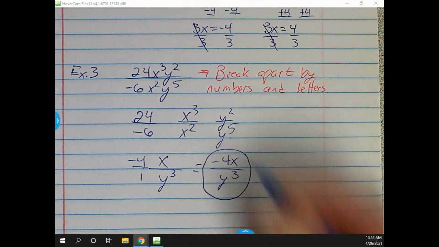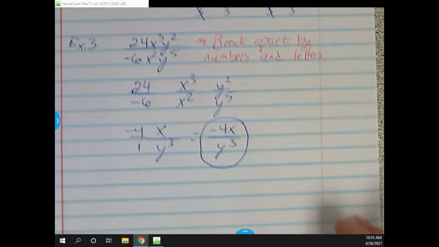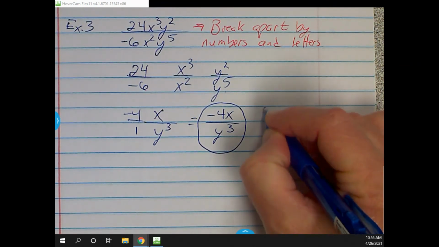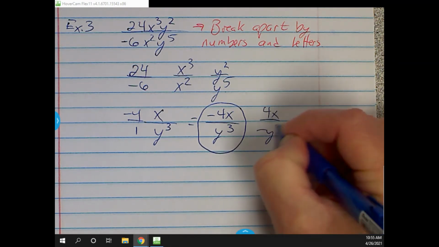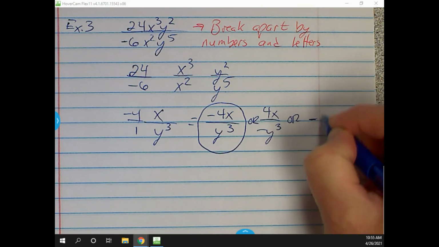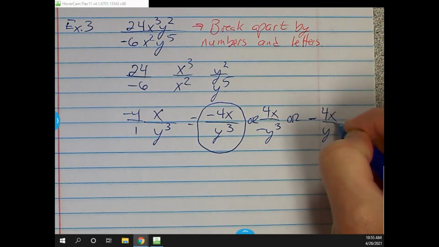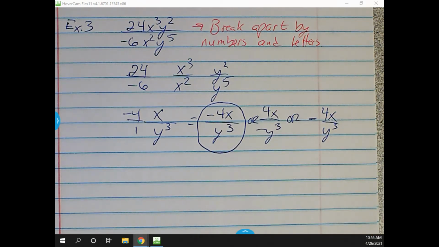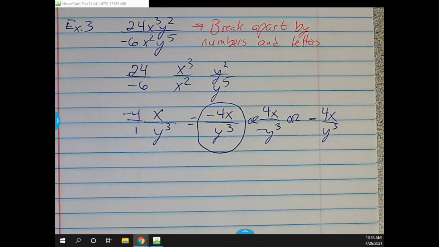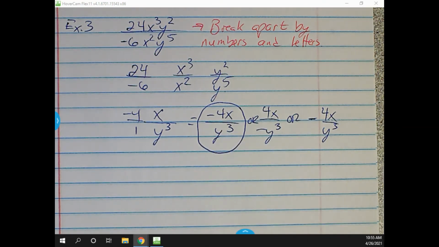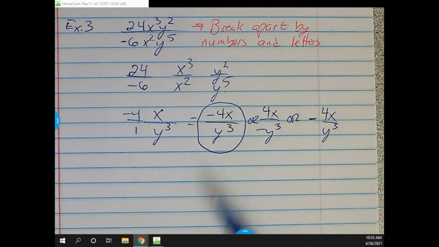And the good news on this one is where you put the negative doesn't matter. That would be a correct answer. You can also put 4x over negative y to the third would be a correct answer. Or you could just put the negative right in the middle and do 4x over y to the third like that. So whether you do this one or this one or this one, it doesn't matter where you put the negative. As long as you've got a negative somewhere, whether it's in the top or the bottom or the middle, and as long as you've got a 4x on the top and y to the third on the bottom, where you put the negative doesn't really matter.